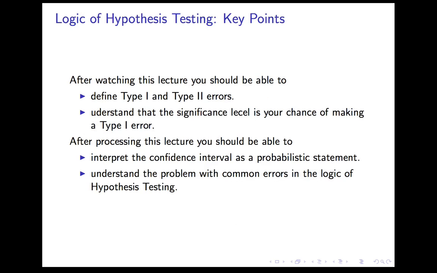Okay, so here's the summary. After watching this lecture, you should be able to define type 1 and type 2 errors, and you should understand that the significance level is your chance of making a type 1 error. You should also be able to interpret the significance level as a probabilistic statement, and understand the problem with common errors in the logic of hypothesis testing.